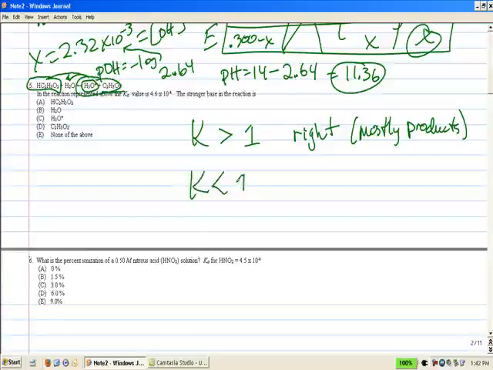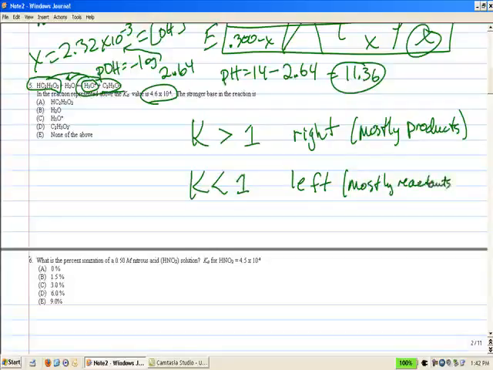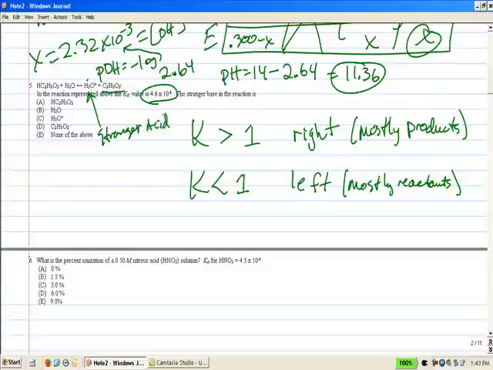If K is less than 1, which is what we actually have, it's much less than 1, then the reaction lies to the left, which means we have mostly reactants. And in this case, if we have mostly reactants, then that means that H3O dissociates easier than acetic acid does, which means the reaction lies this way, which means we have mostly reactants. Okay, now what that is telling us is that H3O has to be the stronger acid. And unfortunately, that does not answer the question.